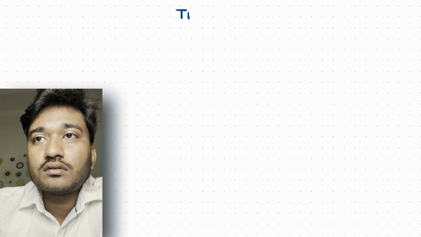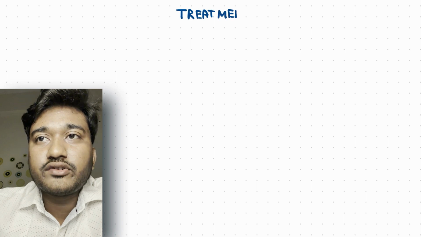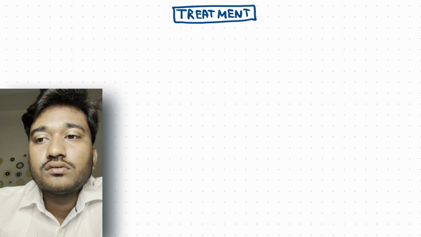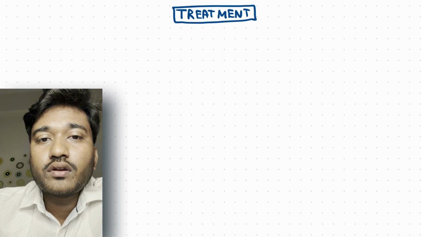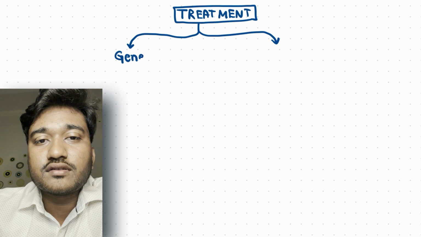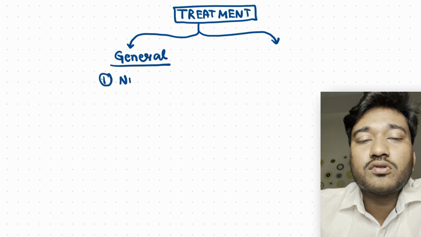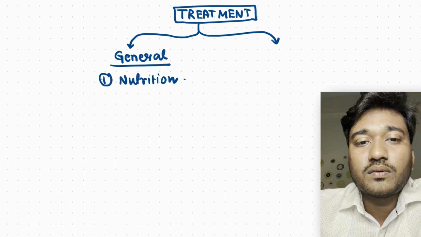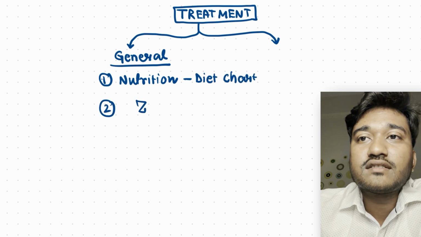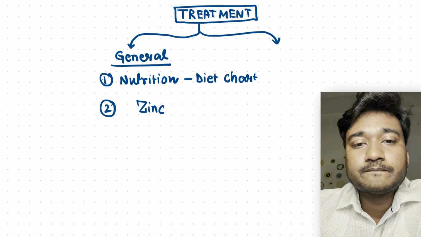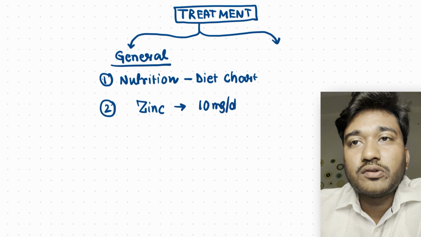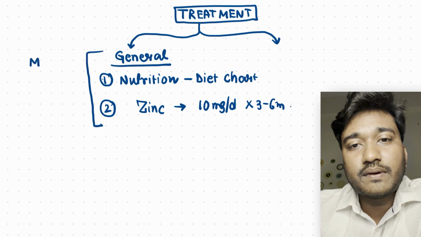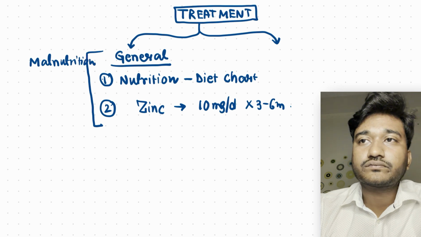So after the approach, we can have the treatment of this patient. Inside treatment, we have some general treatment options and some specific treatment options. In general treatment options, mostly the cause is nutritional. We talked about the most common cause being chronic malnutrition, protein energy malnutrition. So the diet chart should be given to the patient for improvement of the nutritional status, as well as please give zinc. The dose is 10 mg per day, which is given for 3 to 6 months.